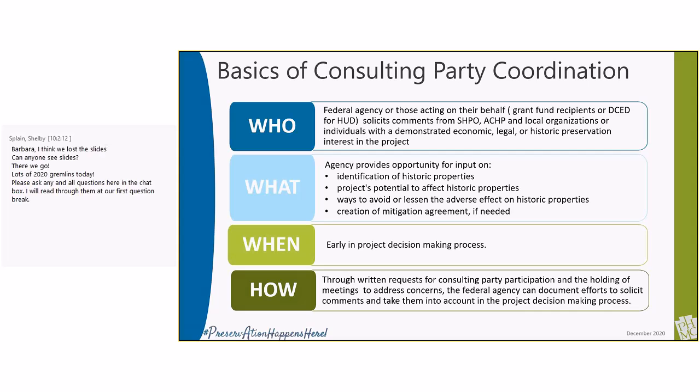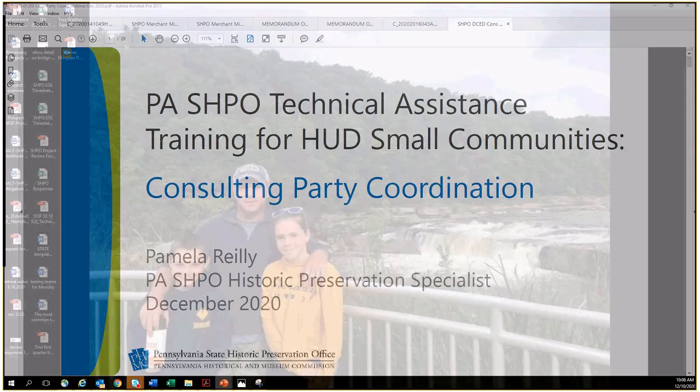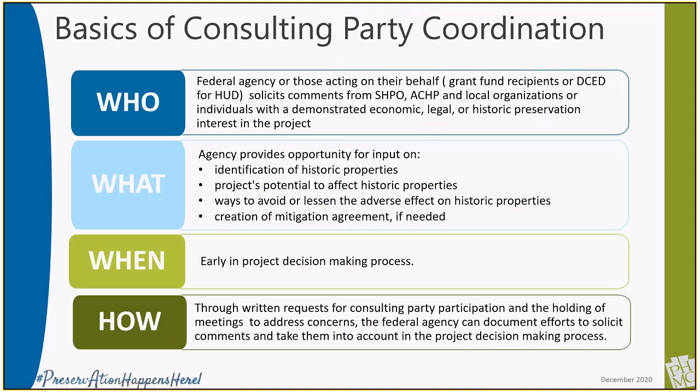Let's go over the basics of consulting party coordination. Federal agencies, or those acting on their behalf, have a number of legally mandated responsibilities, including compliance with Section 106. The purpose of Section 106 is to make sure that the federal agencies take into account the effect of all federally sponsored projects on historic properties and give the public and consulting parties an opportunity to offer comments in the planning process. Consultation with consulting parties is how federal agencies satisfy that legal requirement.